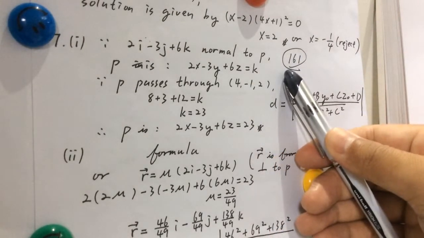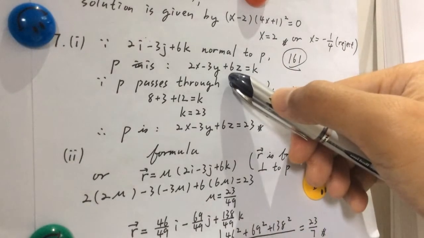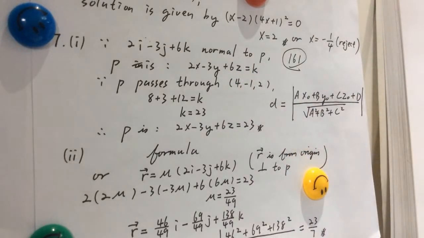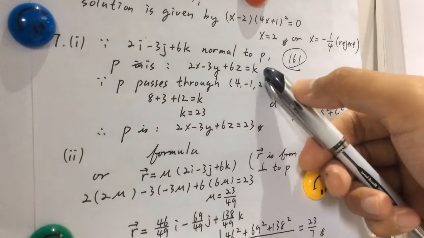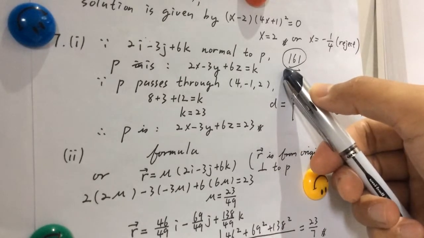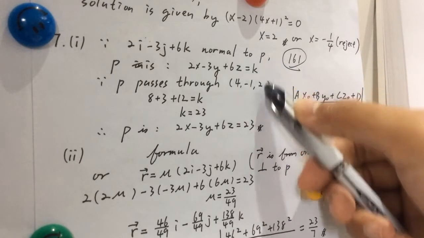Get back to your textbook on page 161. So we can tell the equation of the plane can be expressed in this form. As P passes through the point which is given, we're able to find out the value of k. Put the value of k back into the equation, and we're able to find the equation of the required plane in this form. If you forget about this theory, get back to your textbook, page 161. There's a theory that we can express the plane in this form.